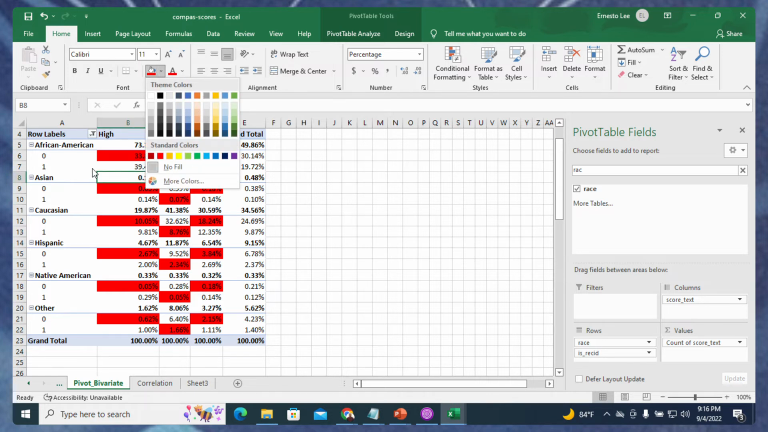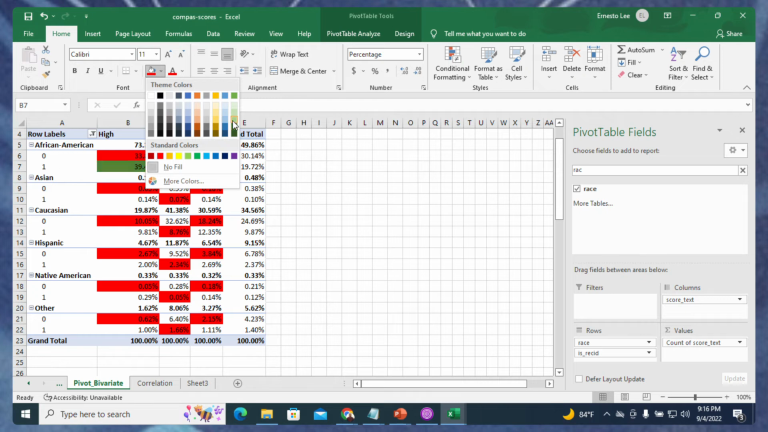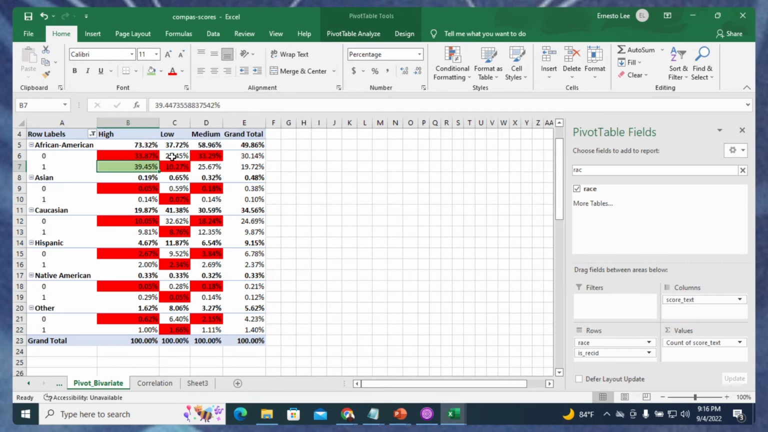and say these are correct. It predicted high that this demographic would reoffend if released, and sure enough, that's what happened. These are all correct. I'll paint these in.